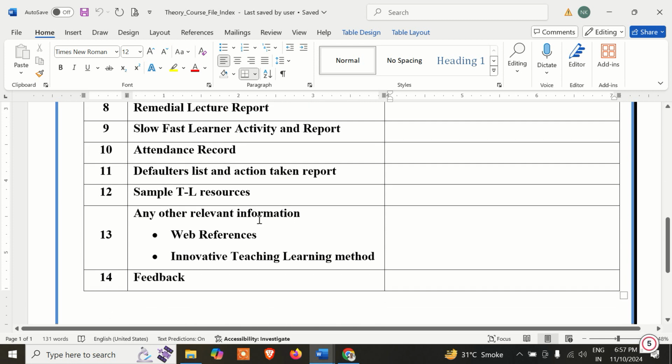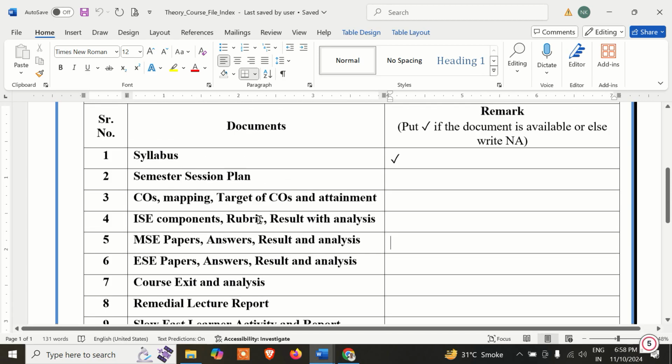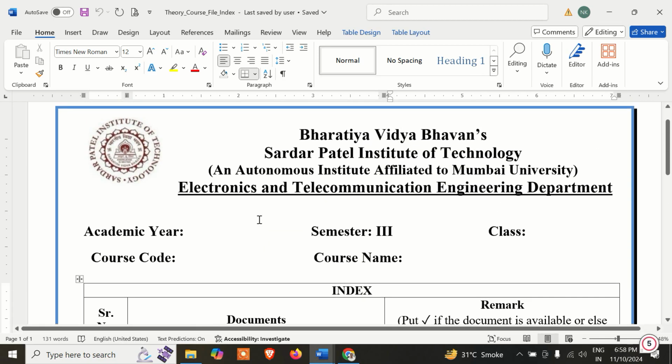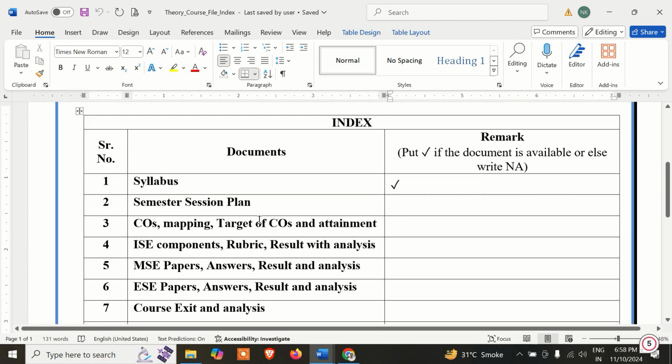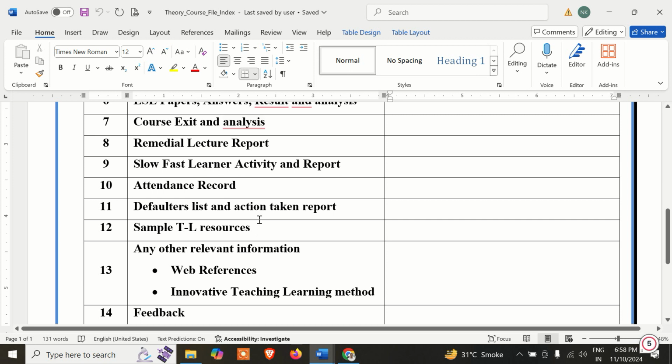fast learners, attendance records, defaulter list, action taken report, any resources you have used for teaching and learning, any other relevant information such as web references or innovative teaching and learning process, and finally the feedback. So this is a typical course file which every faculty is supposed to create at SPIT.